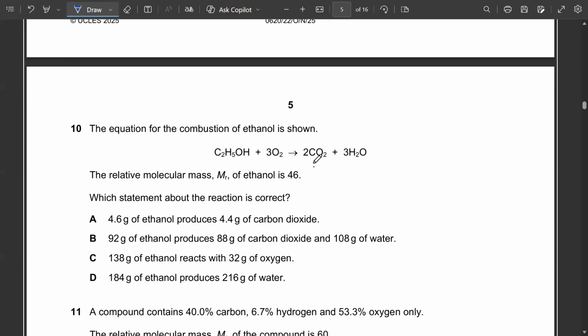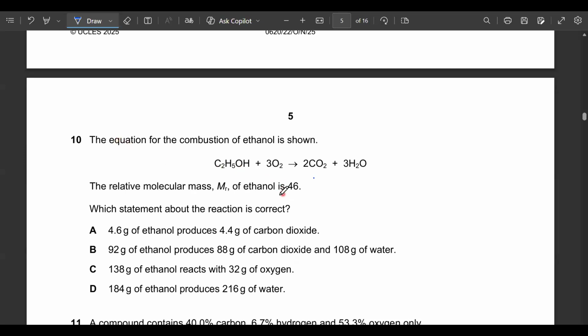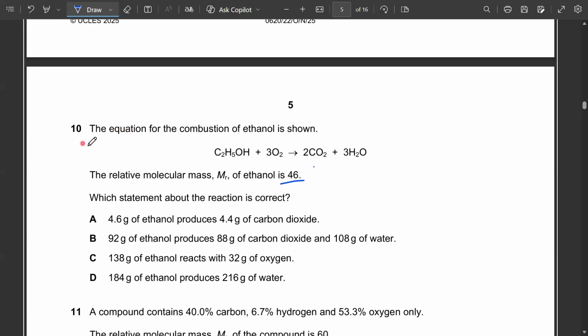So let's convert this mass of the ethanol into moles. 46 is the MR. So number of moles of ethanol, C2H5OH, is equal to 4.6 divided by 46. That is equivalent to 0.1. 0.1 is the mole of the ethanol.